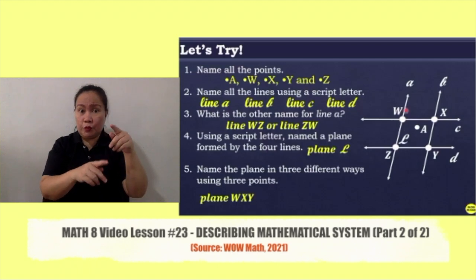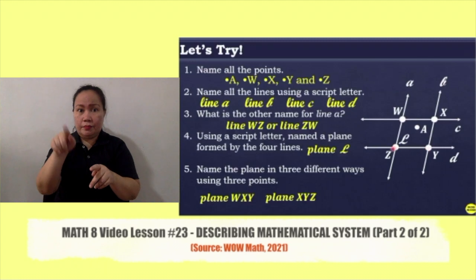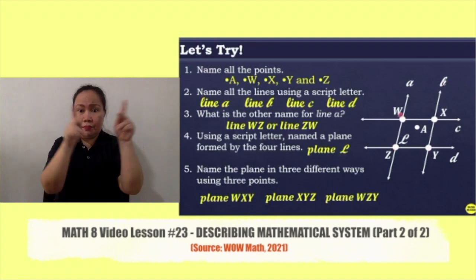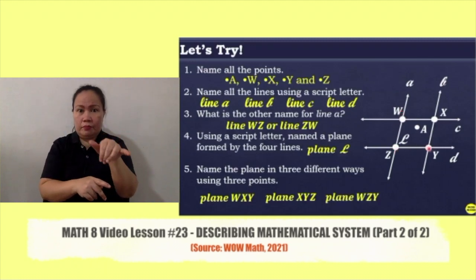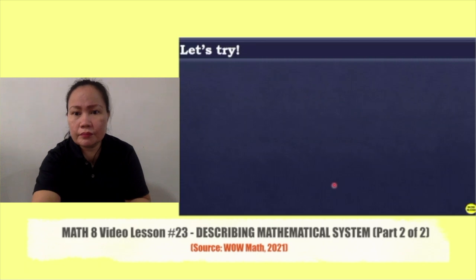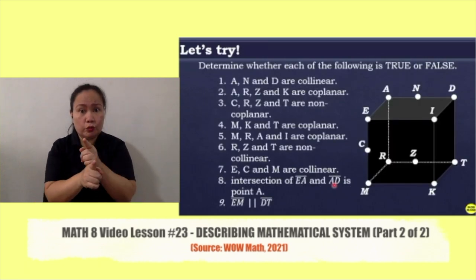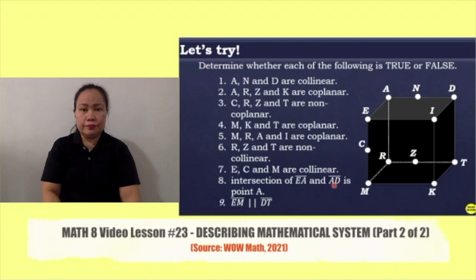So, pwedeng plane WXY, pwedeng plane XYZ, pwedeng plane WZY. Okay? So, at marami pang pwede. Hindi lang po 3. Okay? Next. So, determine whether each of the following is true or false. Okay? So, just identify if it's true or false by looking at this figure.